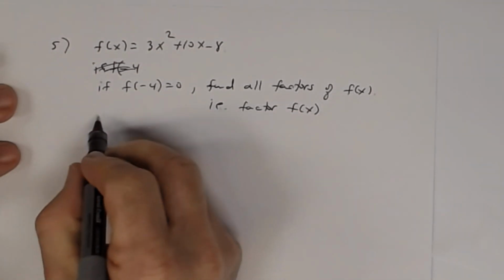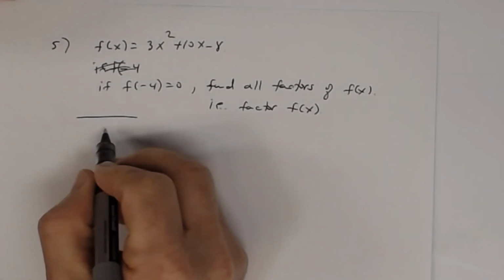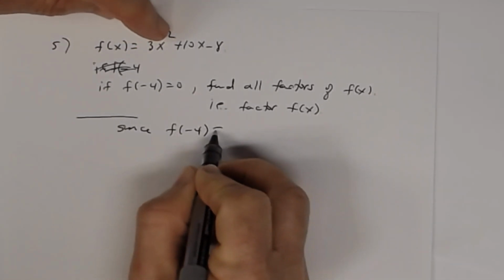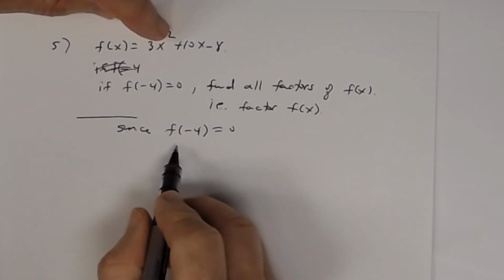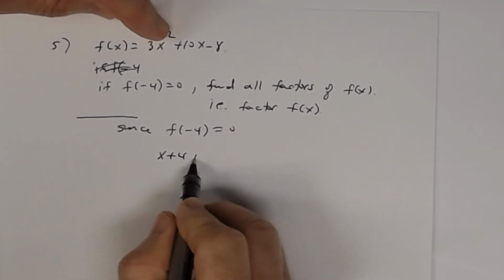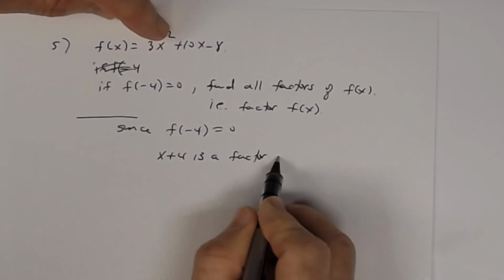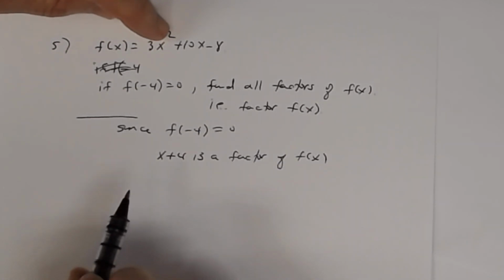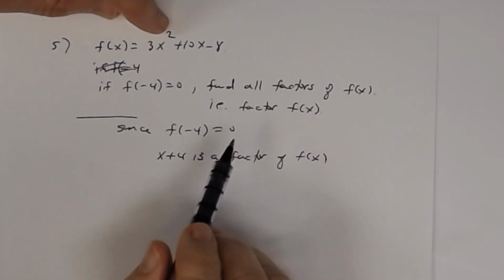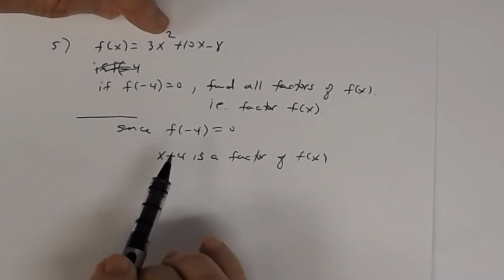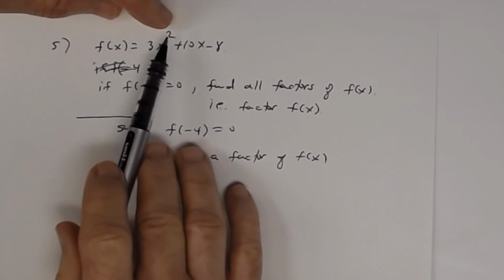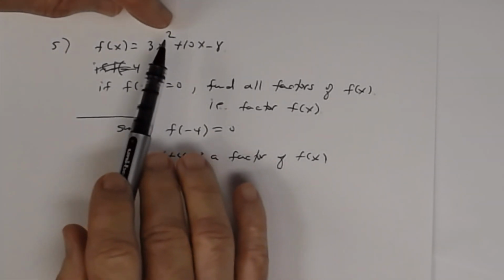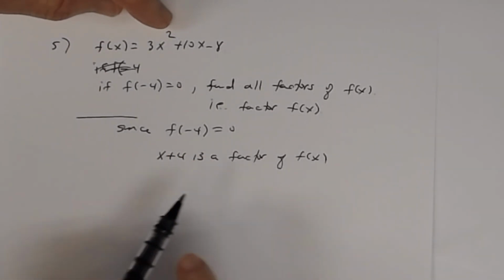All right, so this is our work. All right, so listen carefully. Since f of negative 4 is equal to 0, then that means that x plus 4 is a factor of f of x, right? Okay, so we found one of them. So one of our factors is x plus 4. But I got to find the other factors, and there could be one or more, okay? Well, in this case, the largest degree is 2, so there can only be one more, but this could have been cubic or a 4th degree polynomial and so on. So we're going to find all of them.